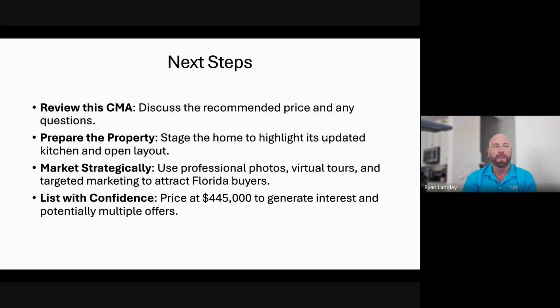Do whatever you want, but have some kind of graphics on these things. Review the CMA. The next steps: discuss this recommended price and any questions. Stage the home to highlight its updated kitchen and open layout. Market strategically. Use professional photos, virtual tours, and targeted marketing to attract Florida buyers. This is all selling stuff. List with confidence. Price at 445 to generate interest and potentially multiple offers.